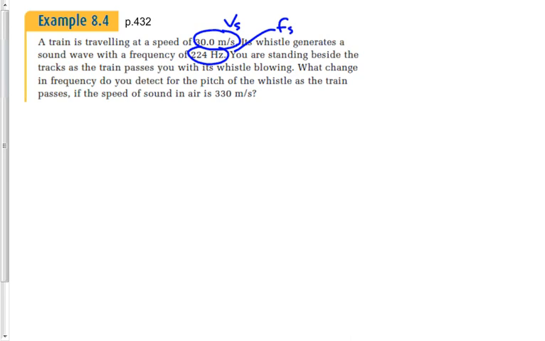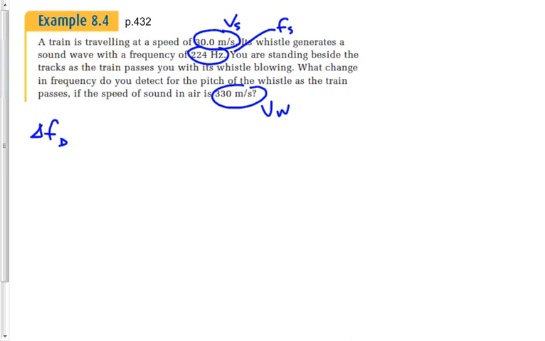You're standing beside the tracks as the train passes you with its whistle blowing. What change in frequency do you detect? Oh, here's a good question. We're not asking for the final frequency or the apparent frequency. We're asking for the change in frequency, for the pitch of the whistle as the train passes. If the speed of sound in air, the speed of the wave, is 330 meters per second. We're looking for not the apparent frequency as it's coming towards you, not the apparent frequency as it's going away from you, but the change in frequency that you hear.